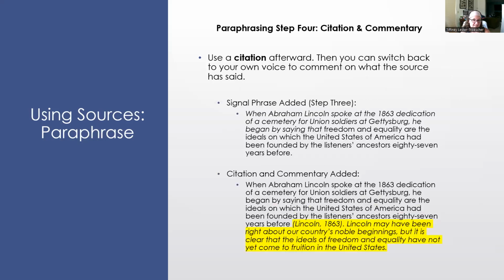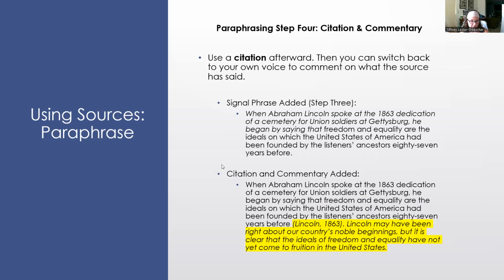Then step four is citation and commentary. Citation, of course, is the second step in making sure you are not accidentally committing plagiarism. With a paraphrase, the first step is making sure you translate and flip. With any source, the other step is the citation. But don't forget the commentary, following up on it.